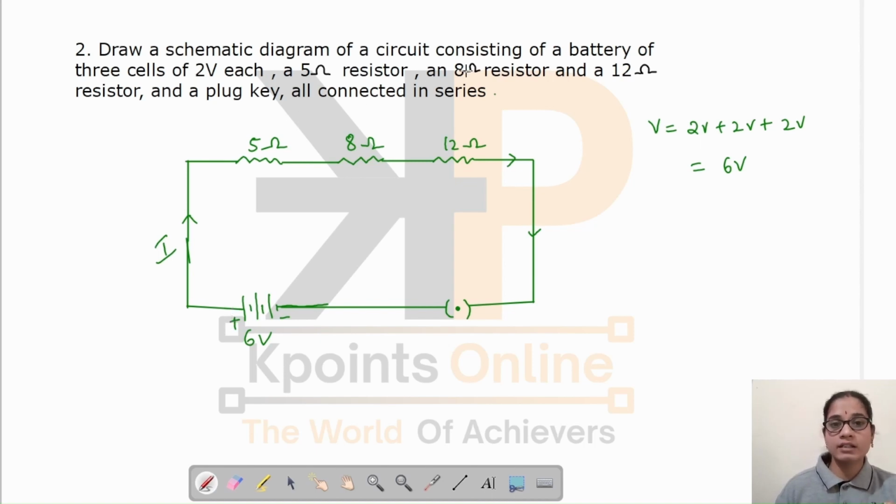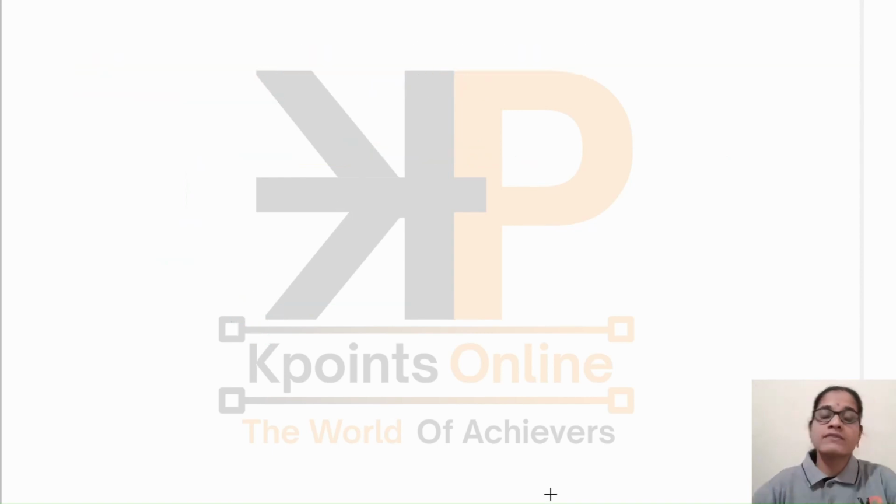This is the schematic diagram of a circuit consisting of a battery, the 3 resistors and a plug key. All of them are connected in series. So we have studied here the parallel combination of resistors and series combination of resistors. Now the question arises, how do our household circuits are made, whether they are made in parallel combination or in series combination? The answer is they are made in parallel combination.